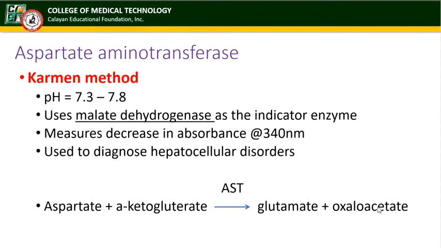So, mahalagang tandaan sa aspartate, yung source of error niya is hemolysis. Kasi, red blood cells contains 10 times AST activity. So, kapag na-hemolyze kasi yung sample, yung red blood cells mo nababasag. So, pag nabasag yung red blood cells mo, mag-release siya ng AST. So, the AST levels in the red blood cells is 10 times more than those present in the serum. So, kumbaga, yung nasa loob ng red blood cells mapupunta sa serum, so tataas siya ng 10 times.